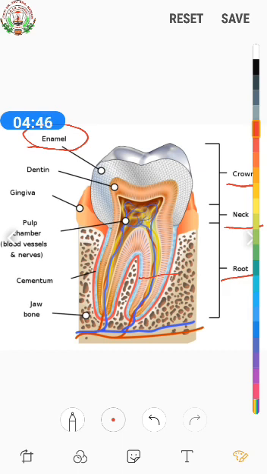Beneath the enamel lies the main part of the tooth called dentine. Dentine surrounds the pulp which lies in the center. This pulp is made up of soft tissue and consists of blood vessels and nerves. So the pulp is made up of soft tissues and consists of blood vessels and nerves.